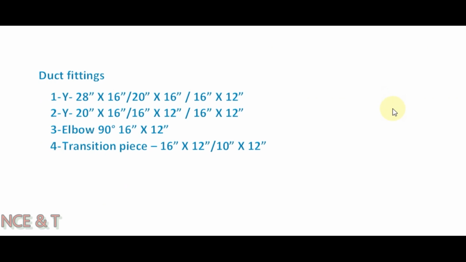We have 4 duct fittings in our critical path and we will find the duct fitting loss coefficient C from the SMACNA table for these fittings. Number 1, Y branch 28 by 16 dash 20 by 16 then 16 by 12. Number 2, another Y branch 20 by 16 dash 16 by 12 dash 16 by 12. Number 3, elbow 90 degree 16 by 12 inch, and number 4, transition piece 16 by 12 to 10 by 12 inch.